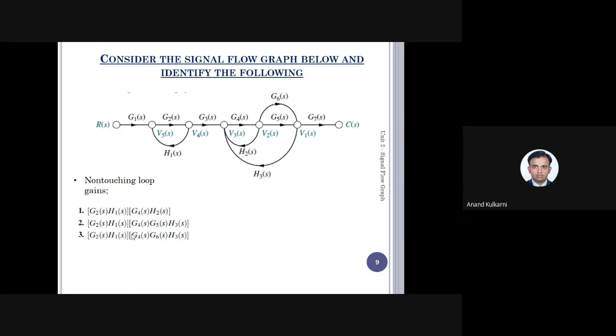If this is clear, our 85% part is clear with respect to the signal flow graph. If these concepts are clear, that is what a node is, what a forward path is, what a loop is, and what a non-touching loop is, then our 85% part is done.